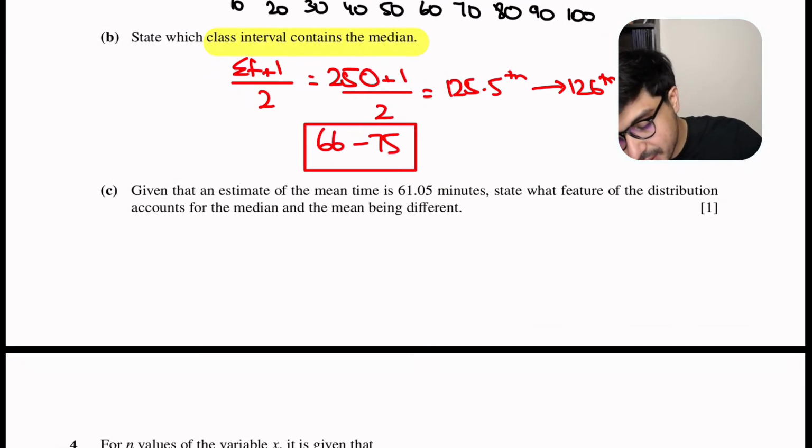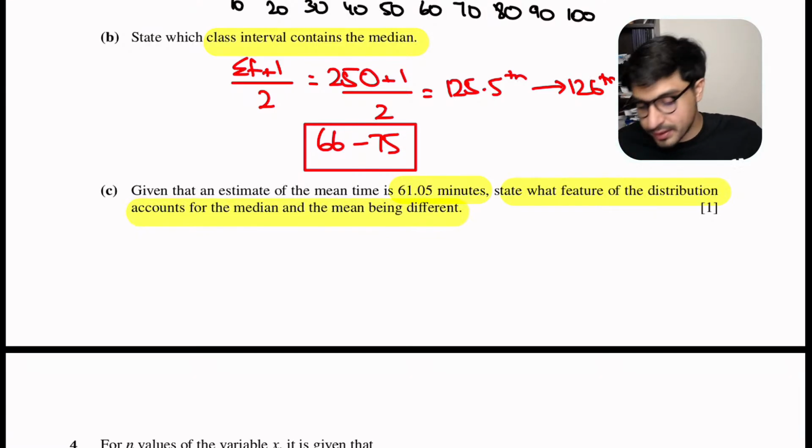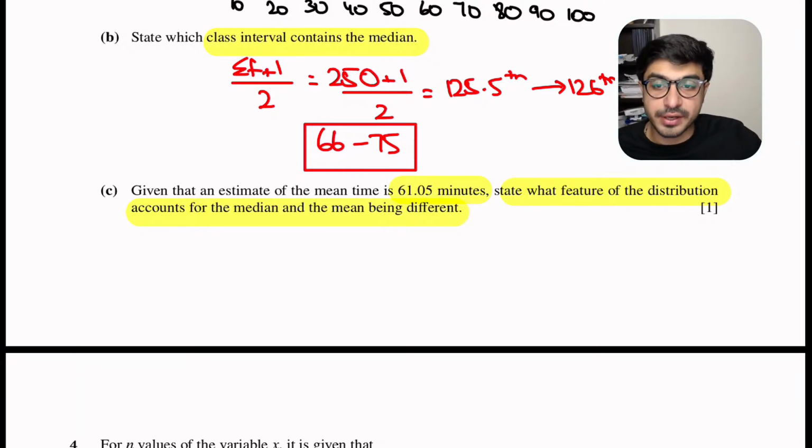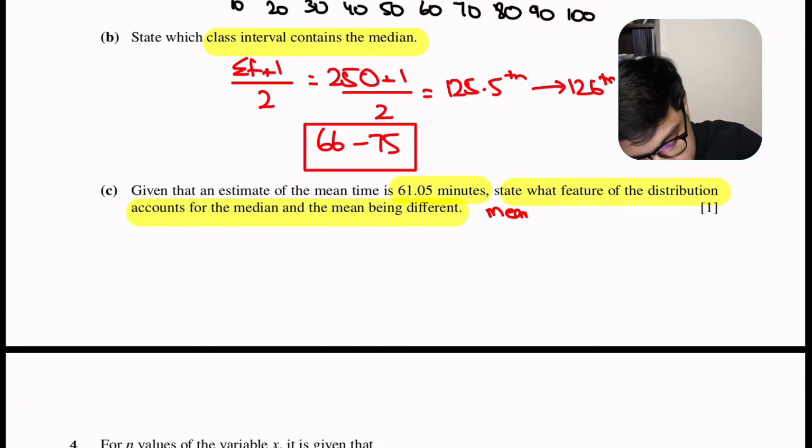Calculate, given that an estimate of the mean time is 61.05, state what feature of the distribution accounts for the median and the mean being different. They're asking: if the mean and the median are different, what does that tell you about the distribution? If the mean is equal to the median, the distribution is symmetrical.